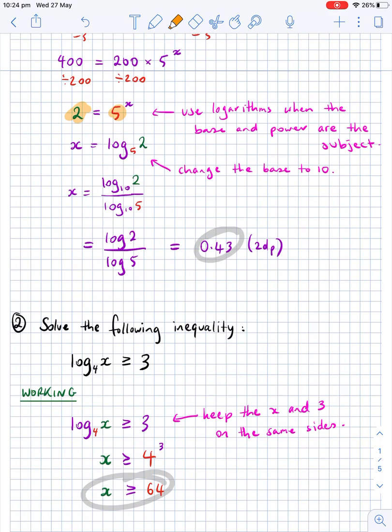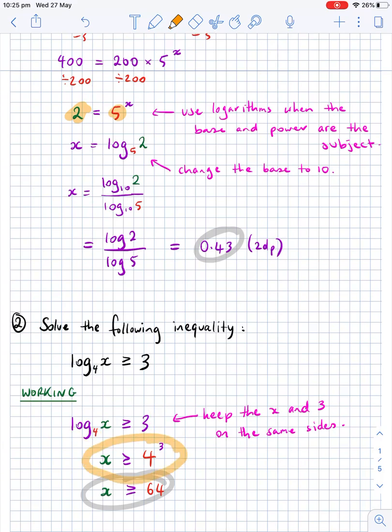Okay, question 2. Solve the following inequality. So we've got this inequality right here. We've got to think: log base 4 of x has to be greater than or equal to 3. It's still about getting x by itself. The idea is that you want your x and your 3 to be staying on the same sides. They're not going to change. So your x stays on the left-hand side, your 3 stays on the right-hand side. They're not going to change, but your 4 will change to the other side, because the 4 is our base when we rearrange this sort of equation.